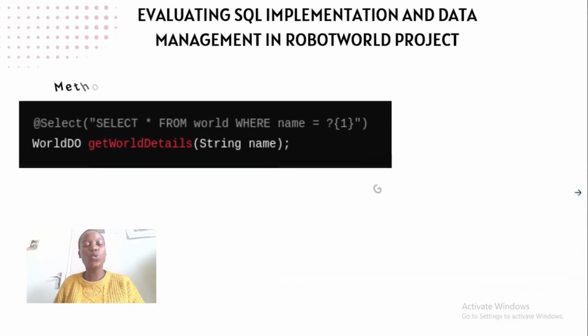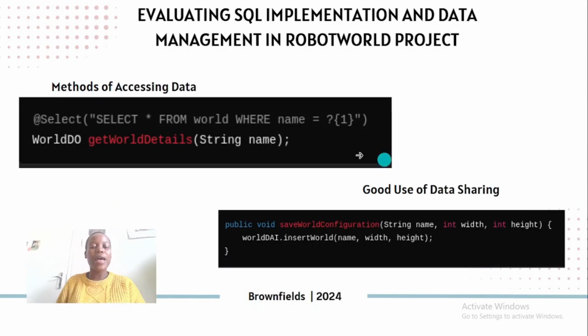Moving forward to method of accessing data. This method exemplifies how data is accessed from the database using SQL. The query retrieves all details of a specific world, demonstrating a typical method of accessing data in the application. So in our code, we are retrieving every piece of data from the world where the name of the world equals whatever name that you've saved. If you saved cat, then we are retrieving every piece of data from that world.